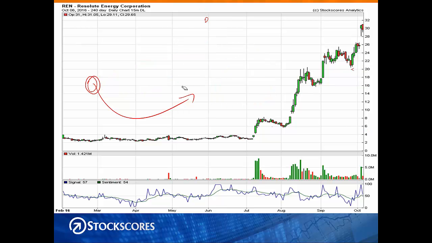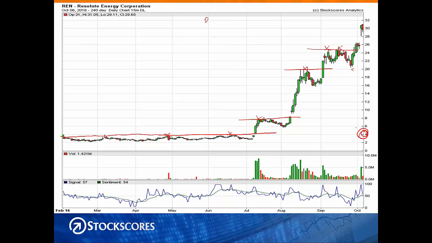Let's now talk about resistance. So if support is a floor price, then resistance is a ceiling price. We begin with the inflection point tops, and we draw a line across them. At this point in time, and really for many months, no one in the market was willing to pay more than $4 a share for this company, because they believed that the fundamentals were not worth more than $4 a share. And then the fundamentals started getting better, so people began to pay more.